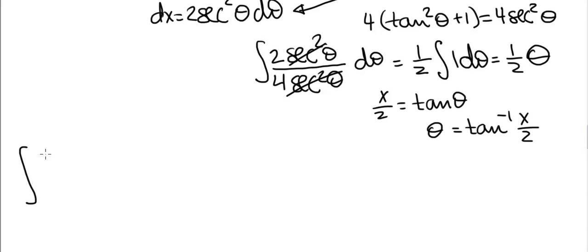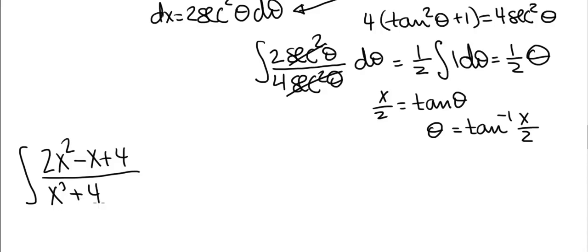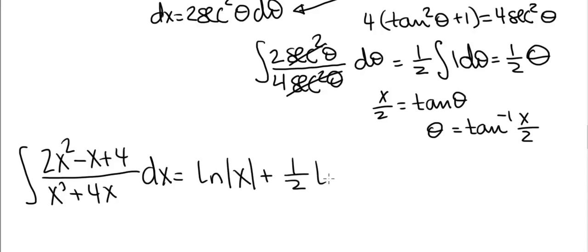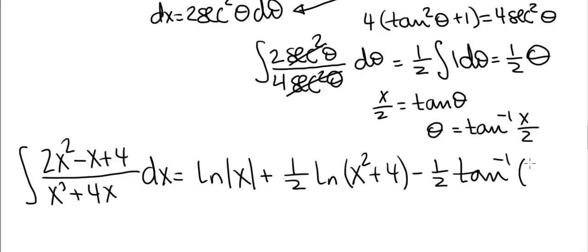Let's put it all together and write the final answer to the problem. The integral of 2x squared minus x plus 4 divided by x cubed plus 4x is now solved. It is equal to natural log of absolute value of x plus 1/2 times the natural log of x squared plus 4 minus 1/2 times inverse tangent of x over 2, and now we can add the constant of integration at the end.